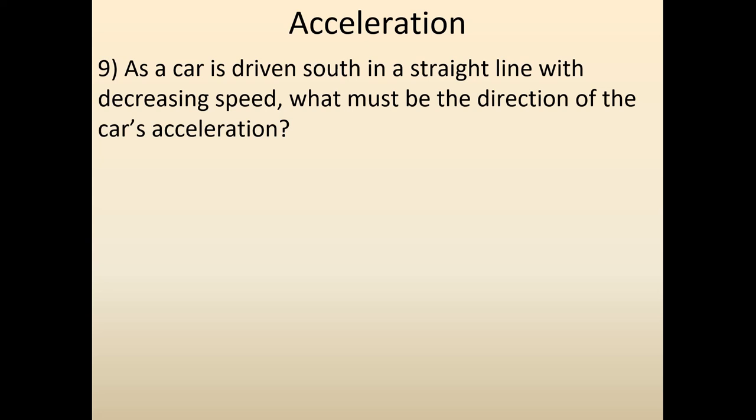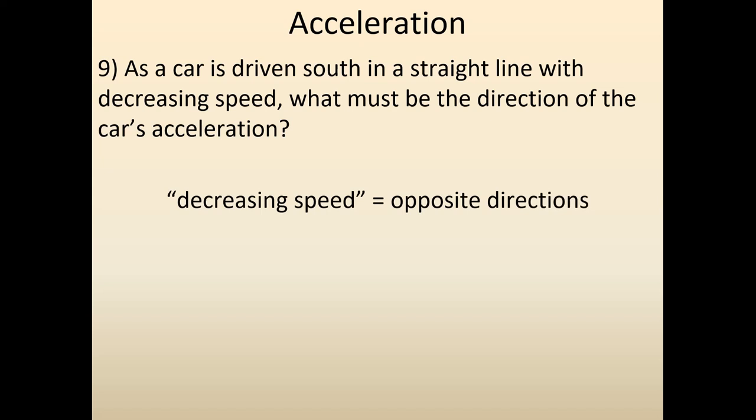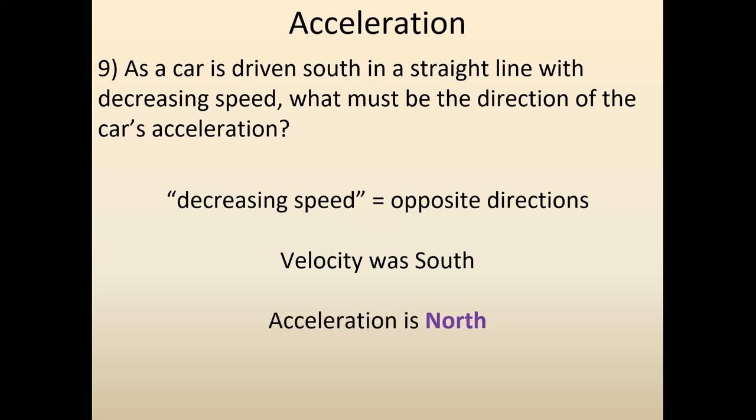All right. So they want to know the direction of the acceleration. Now, the key phrasing here is decreasing speed. So when you read this question and see the words decreasing speed, your mind should immediately realize that velocity and acceleration have to be in opposite directions. The next thing to take away is that the car is originally driving south. So the velocity is south. Because velocity and acceleration have to be in opposite directions, that tells me that the acceleration has to be north. All right.